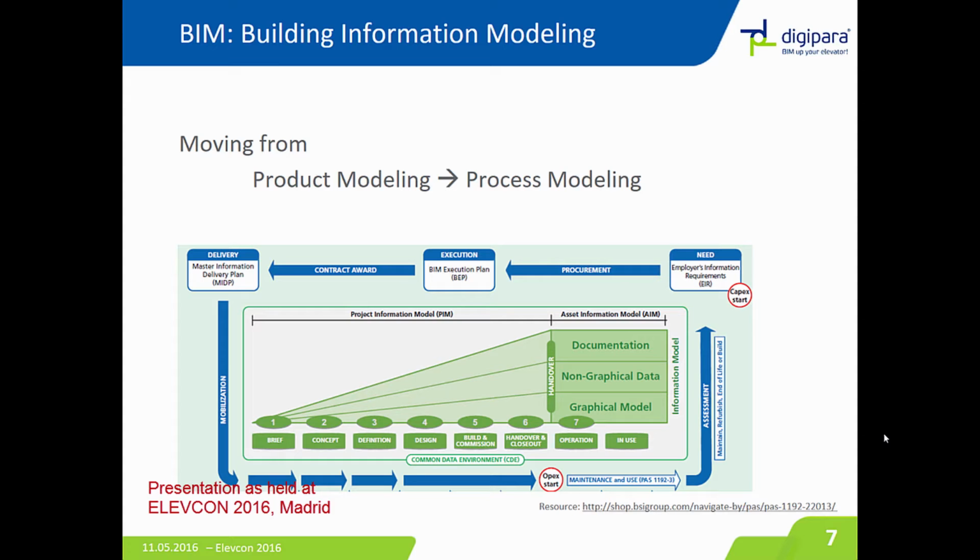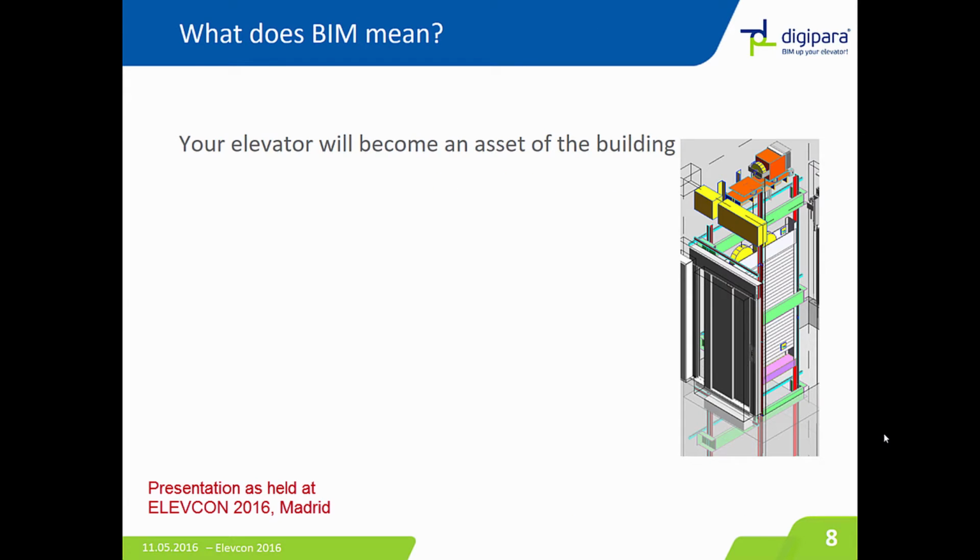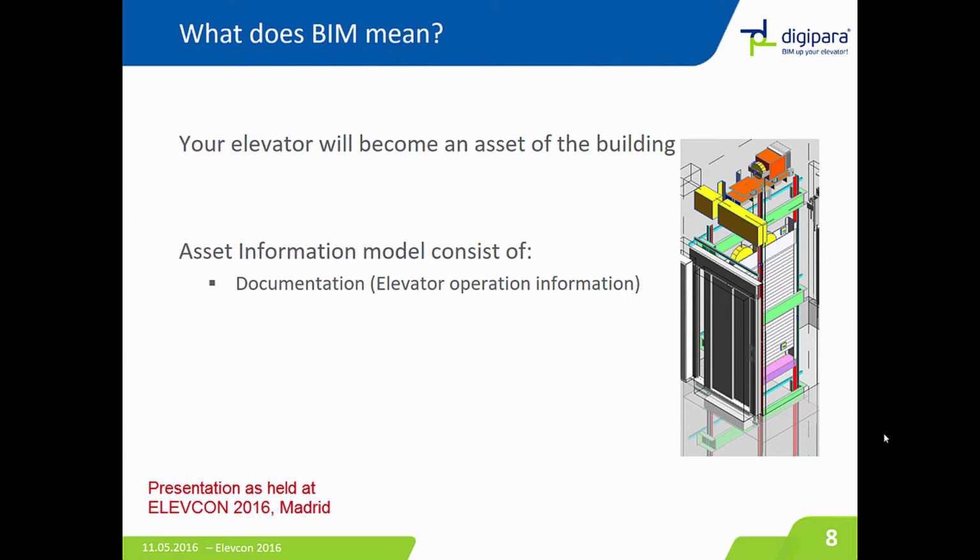The green area shows you the increasing information during the different life cycle phases and building phases. So what does BIM mean? Your elevator will become an asset of the building. To me, everything is about assets, you know. Your asset, your elevator, finally is an asset in the building.